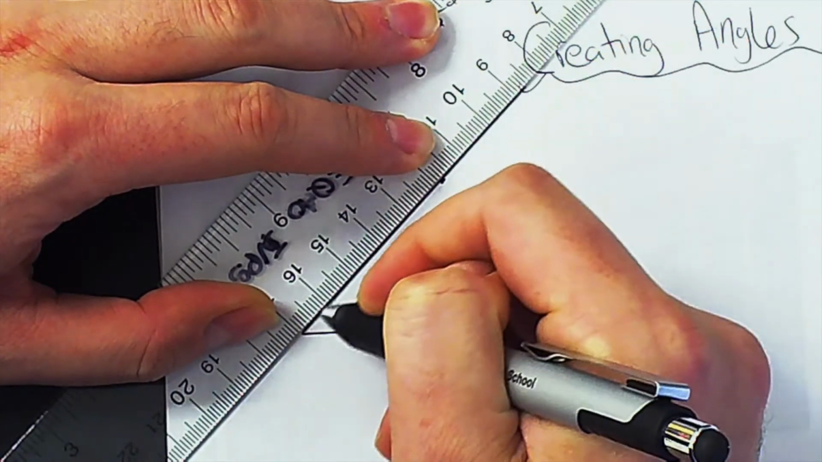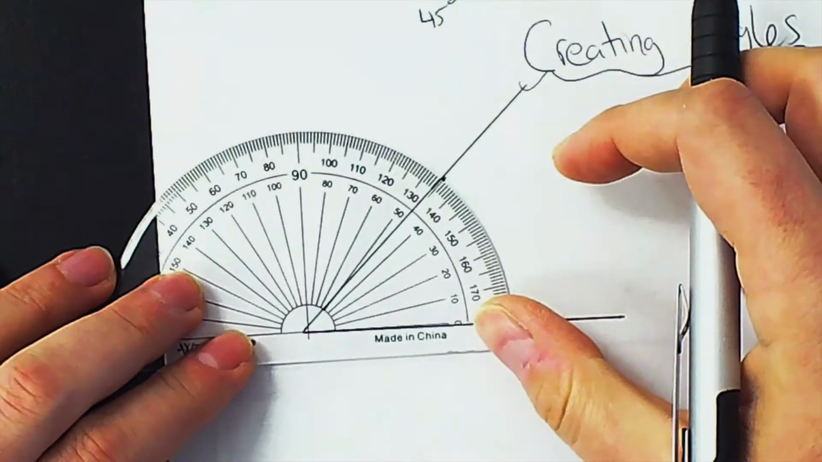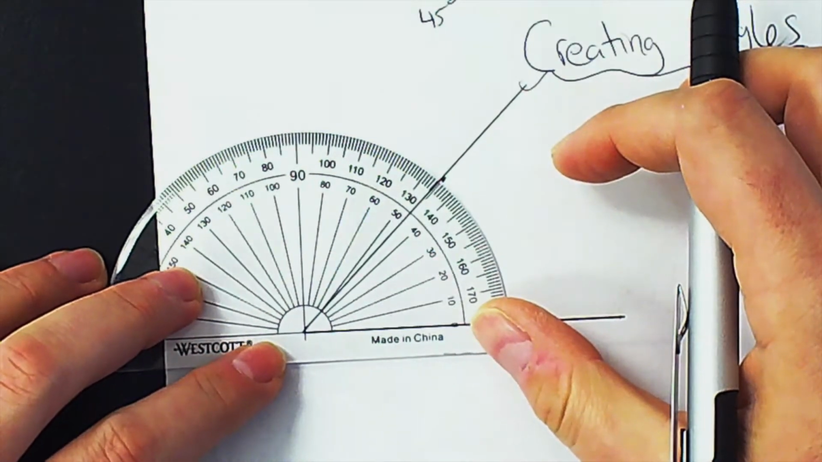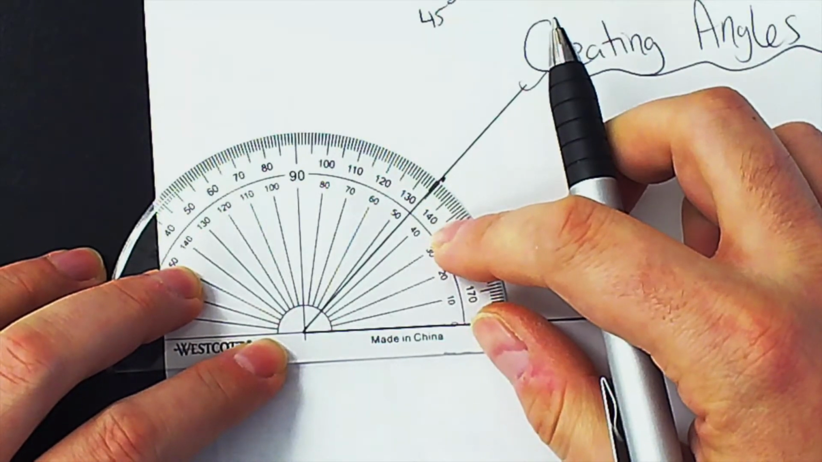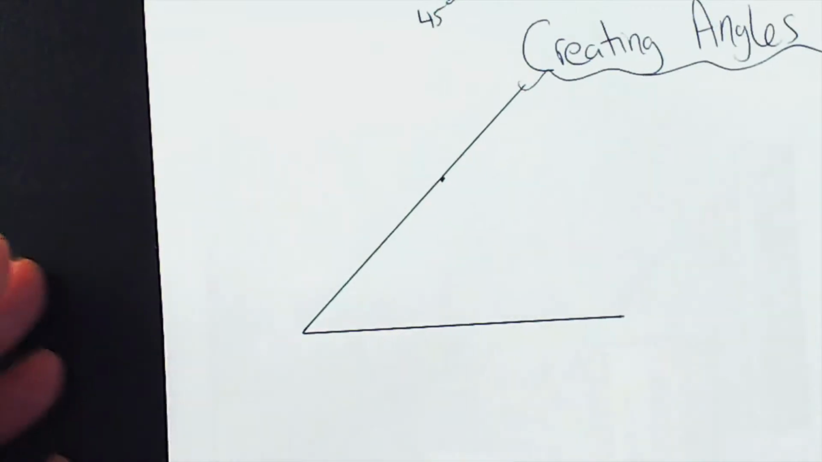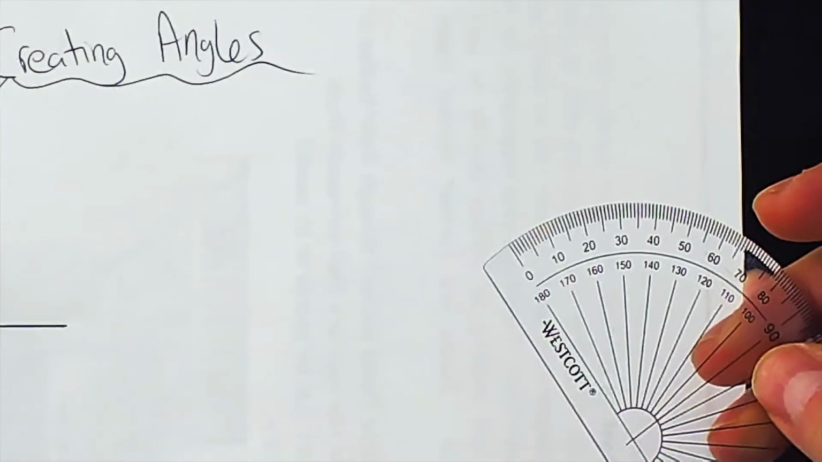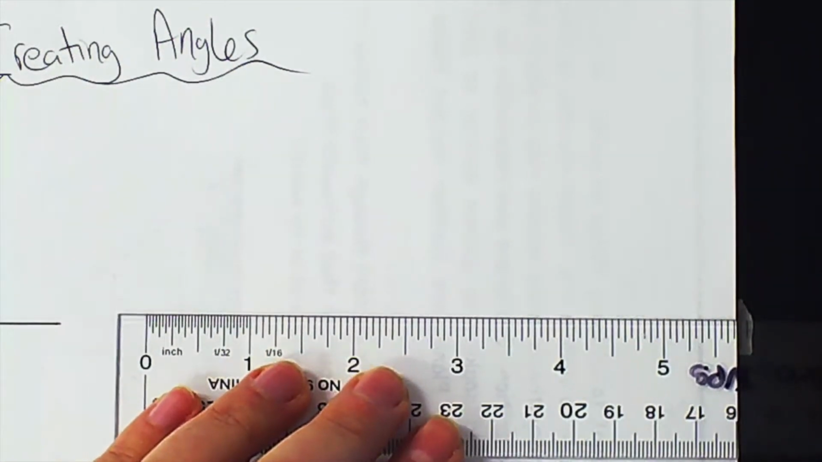I can already tell I've made a little mistake. I might be slightly off here. But when I measure it, okay, I wasn't so off. I was off by half a degree. Okay. I can draw this another way. Okay, and let me show you the other way to draw a 45-degree angle, just in case you're wondering.